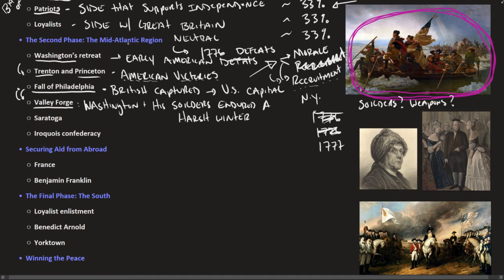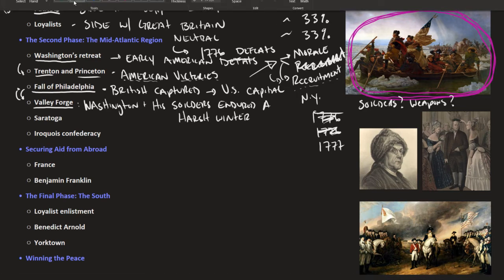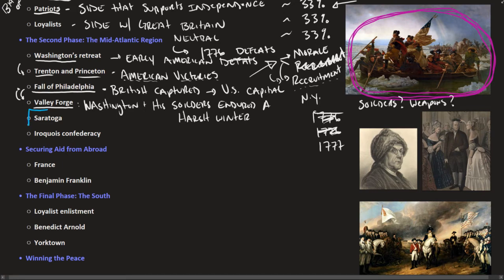Now, in terms of all the battles that take place during the Revolutionary period, there is none more important than Saratoga. So I'll go ahead and write this in a different color just to illustrate that point. If you only remember one single battle from the entire Revolution, have it be the Battle of Saratoga. This was an American victory.